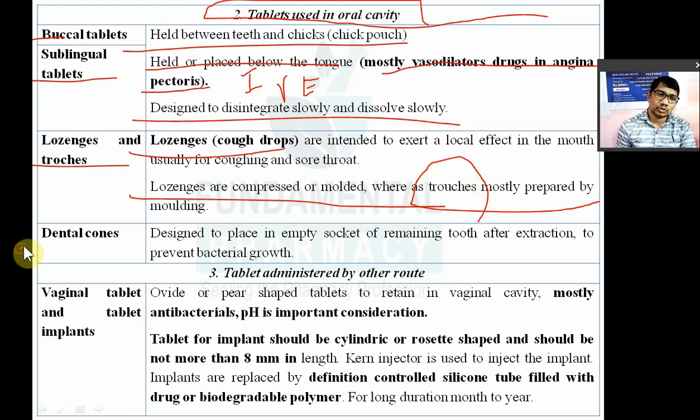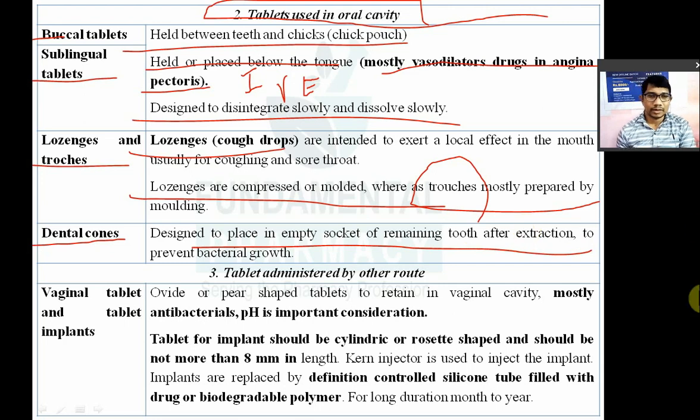Now, dental cones are designed to be placed into the empty socket remaining after tooth extraction. After the extraction of a tooth, there may be development of infection, so to prevent bacterial growth, antibacterial drug containing dental cones are available. Now next is the tablet administered by other routes.